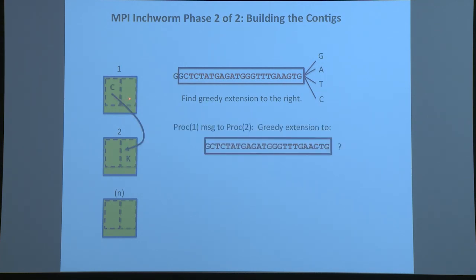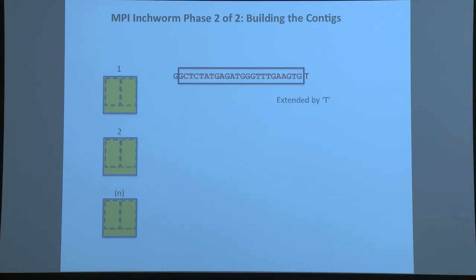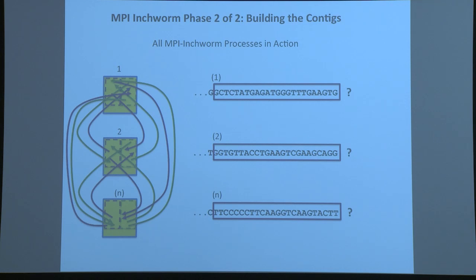So the contig builder thread of process 1 sends a message to process 2: can I please have the greedy extension to this k-mer? And process 2 will look up the 4 possible extensions, figure out which one is best, and send it back: this is the extension that you want. And then it extends by 1 base, and then it just keeps going in that direction. It's basically the same thing. We just keep going until we can't go any further. Then we turn around and go back the other way. And then you've got your contig, you report the contig. They're all doing this in parallel. So this is a nice way to split up the parallelization across all these different nodes.